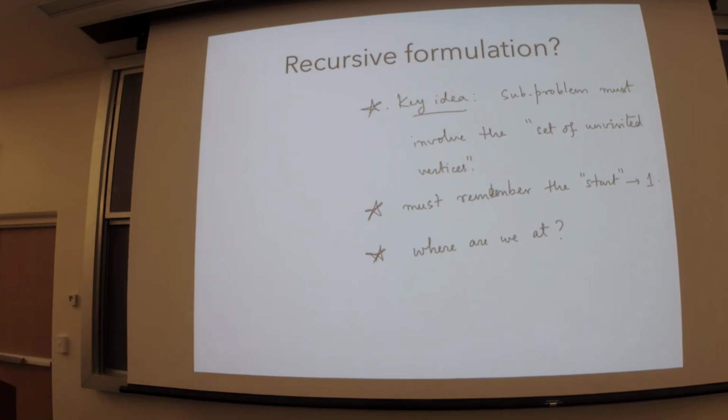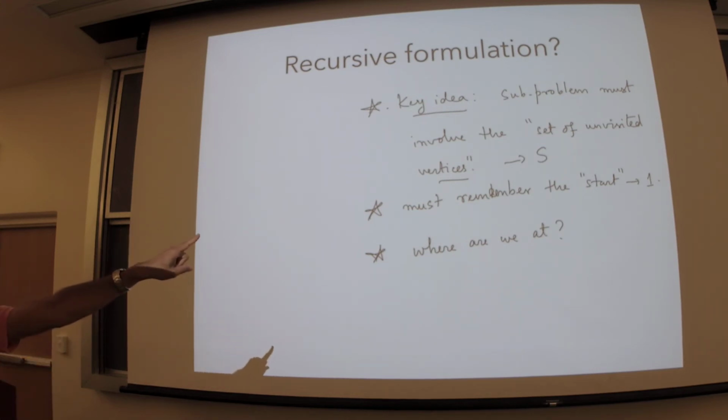So these are three things that all need to be somehow encoded in the subproblem. If you need to be able to solve it independently of the whole thing, then you need to have all of these. Now the question is, are these enough? So what I seem to be suggesting is that you need this set of unvisited vertices. Let's call them S. Initially, it's the whole set.